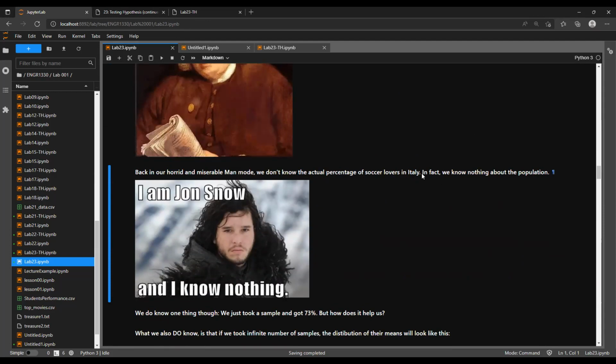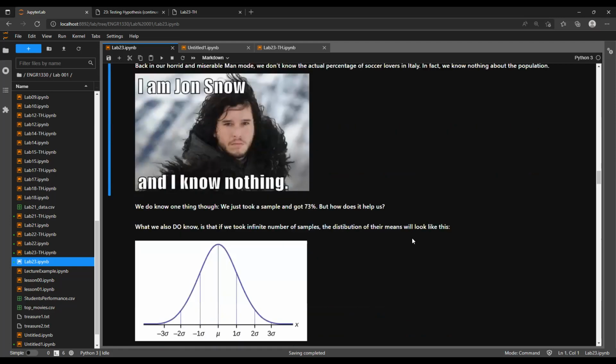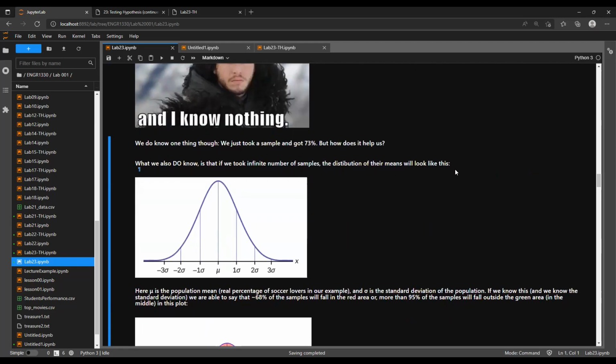In fact, we can do the same thing without knowing anything about the population. We do know one thing. We just took a sample and we got 73%. How does that help? Well, you may recall a couple times I've mentioned what's visualized here. If you have a normal distribution with the mean right here, you can go a standard deviation to either side of the mean, and that will get you a certain chunk of your population. So if I go one standard deviation in either way, this is a certain chunk of the population.